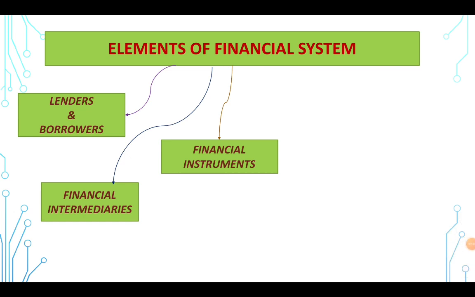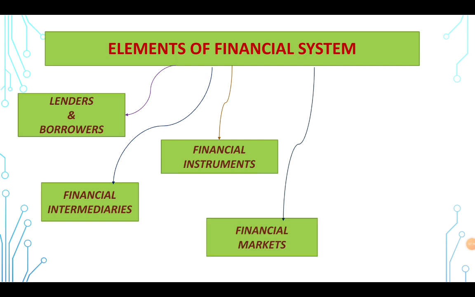The next element of financial system is financial markets. The financial markets are the institutional arrangements and conventions that exist for the issue and trading or dealing of the financial instruments. Financial markets include the debt market, the money market, and the bond market.